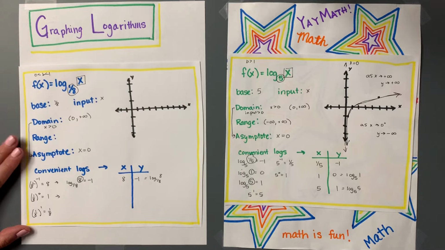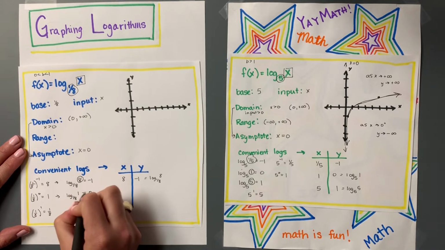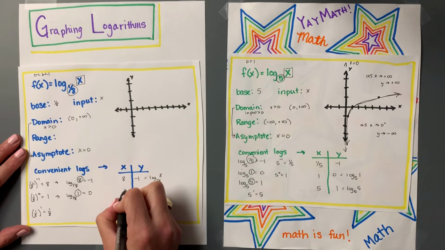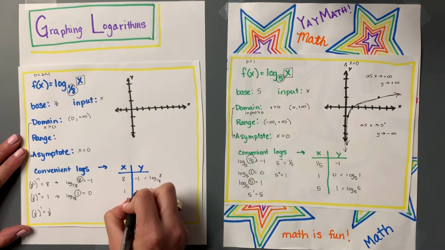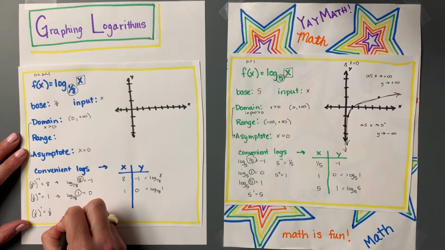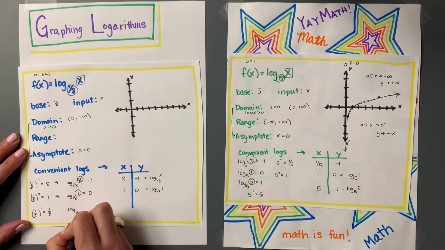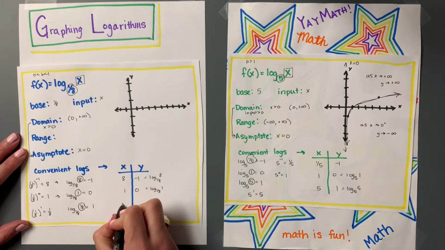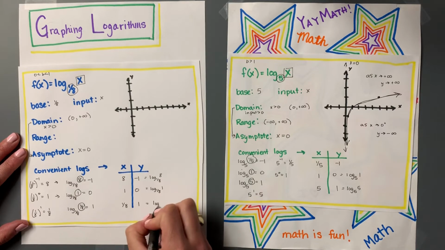1/8 raised to the 0 is equal to 1. Log base 1/8 of 1 is equal to 0. So I'm switching those two to get my log expression. My input is 1, and log base 1/8 of 1 is equal to 0. That's another point I can graph. Then I've got 1/8 to the 1 is equal to 1/8. So log base 1/8 of 1/8 is equal to 1. So my input here is 1/8 and my output is 1.